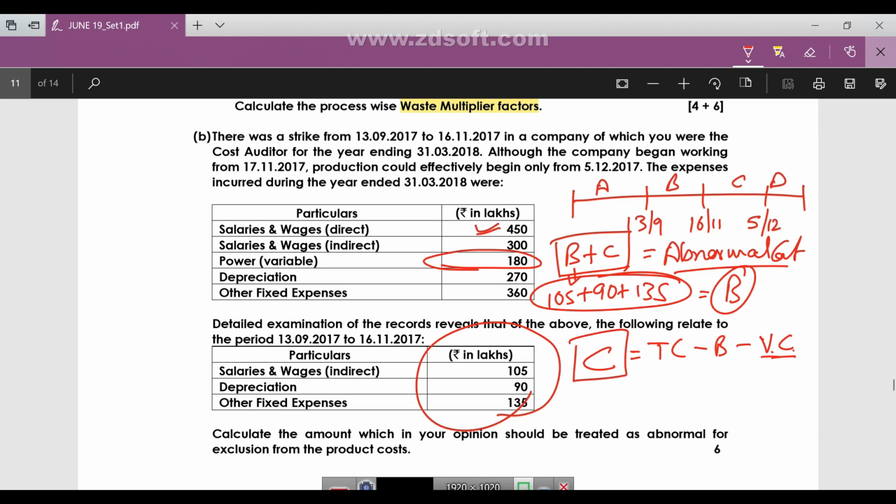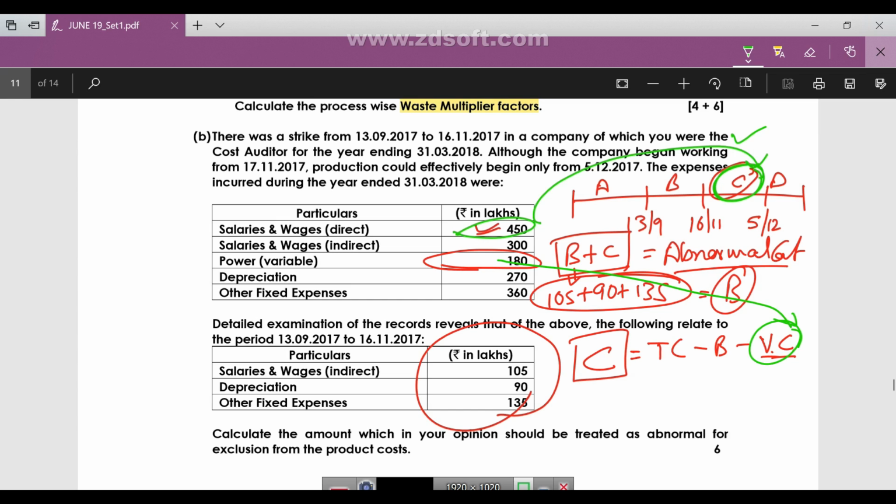So sir, why is 450 also not variable cost? Guys, yes, 450 is variable cost. However, during the period of your non-strike time, your direct material cost would have been paid. The salaries to the direct labor would have been given, and therefore this cost was incurred during period C, and therefore we are not deducting this cost from our computation. So the only variable cost which is deducted is the power and not anything else.